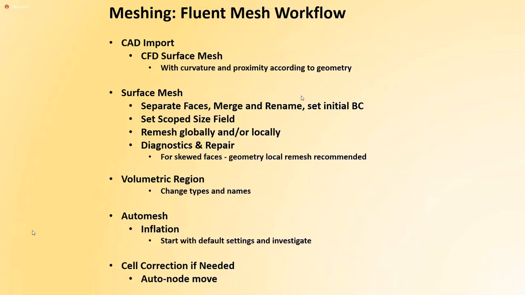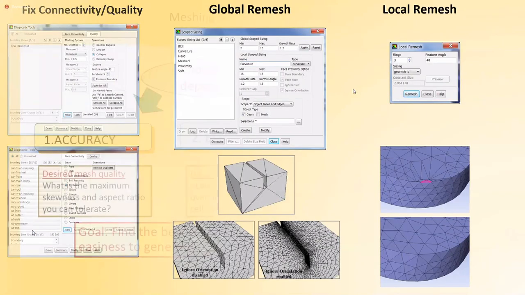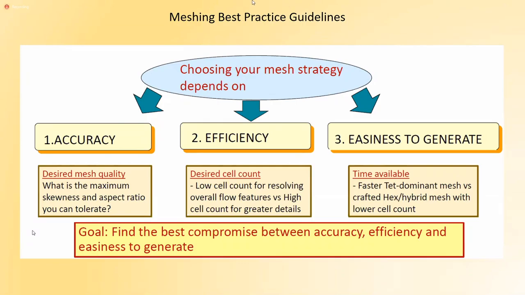Fluent meshing workflow. I don't want to talk about Fluent meshing separately. I don't think it's part of the best practice guideline. Okay, what do we care about when we talk about meshing? And then I'm going to stop this presentation for a minute and move to one of my posts. Accuracy, desired mesh quality, maximum skewness. In the case of, actually more in the case of Tetras.